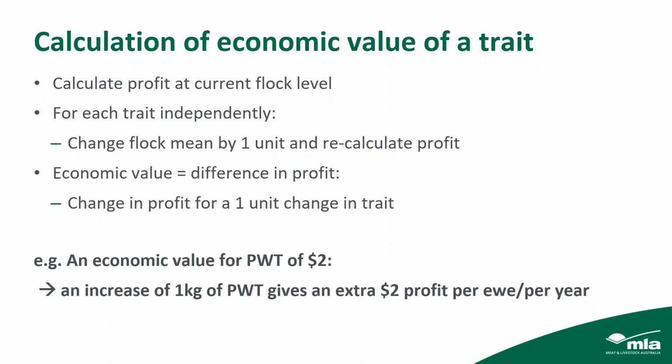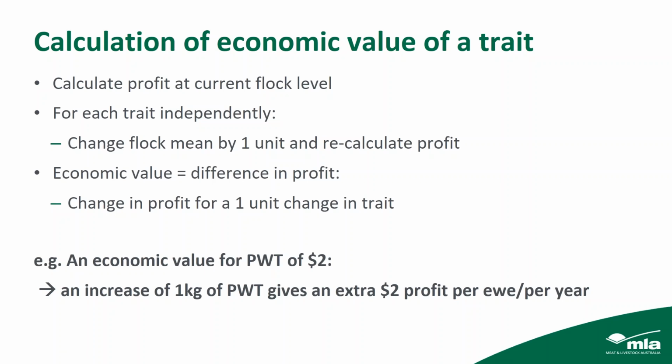Once we recalculate the profit, the economic value is the difference between our current flock level and how we change that trait by 1 unit. So I've got an example at the bottom here, an economic value for post-weaning weight of $2. What that means is an increase of 1 kilogram of post-weaning weight gave us an extra $2 of profit per ewe per year.